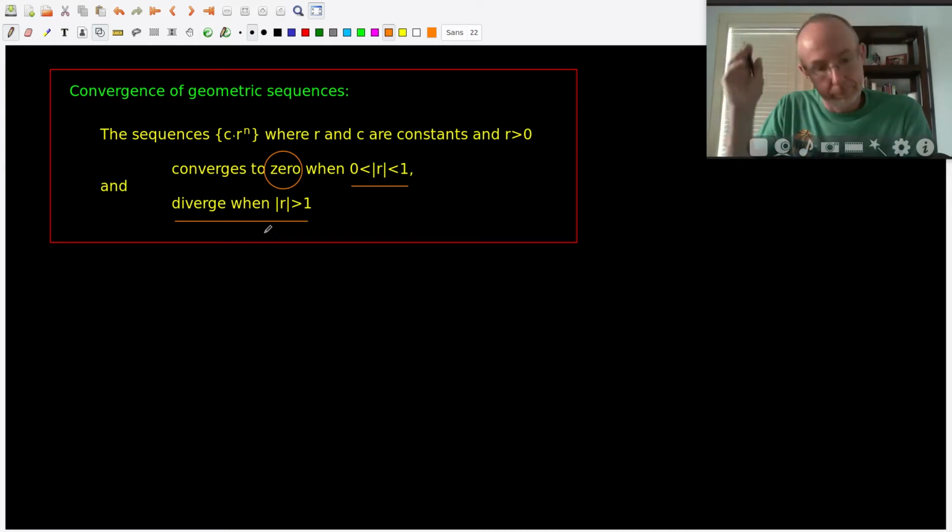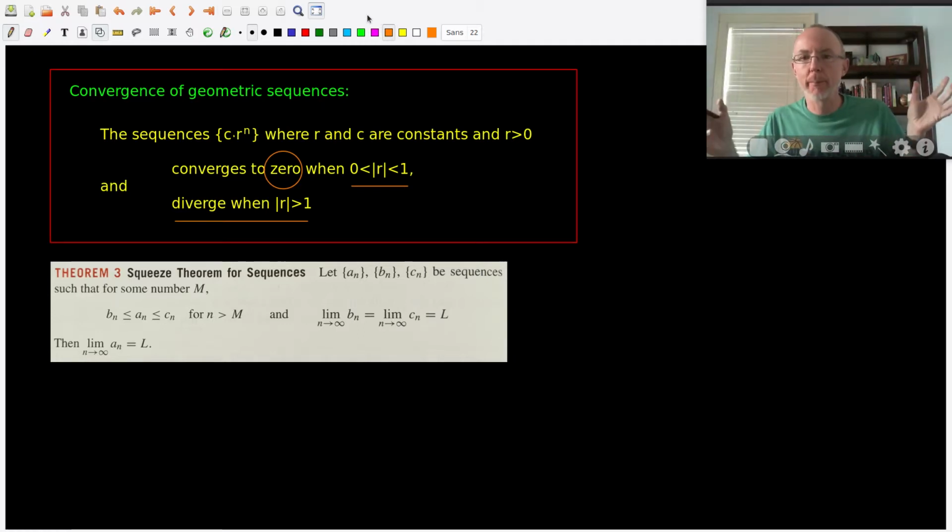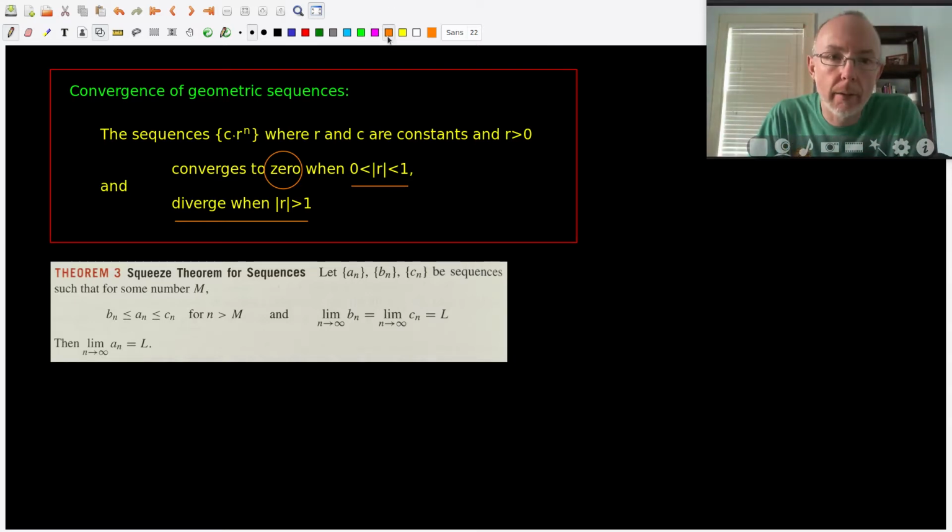And so that's geometric sequences. Let's have a look at another useful idea, and that's the squeeze theorem for sequences. You may remember that we had squeeze theorems in Calc 1. We said that if two functions have a limit and that limit agrees, and I've got another function that's stuck between those two, then you're forced to have the same limit for all three functions.